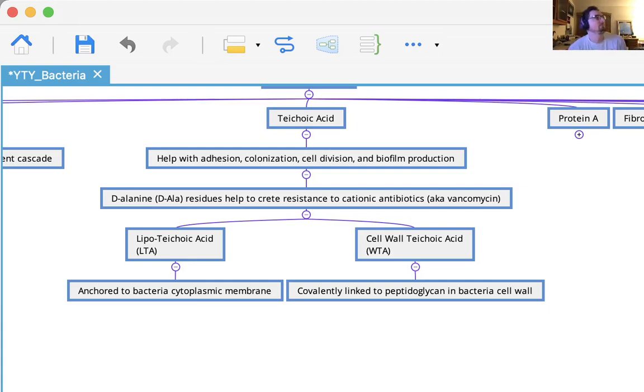The real difference between them is where they are in the bacteria. LTA is in the cytoplasmic membrane, and WTA is covalently linked to the peptidoglycan in the cell wall. The key here is to remember that it's D-ALA in these, and it helps with antibiotic resistance.